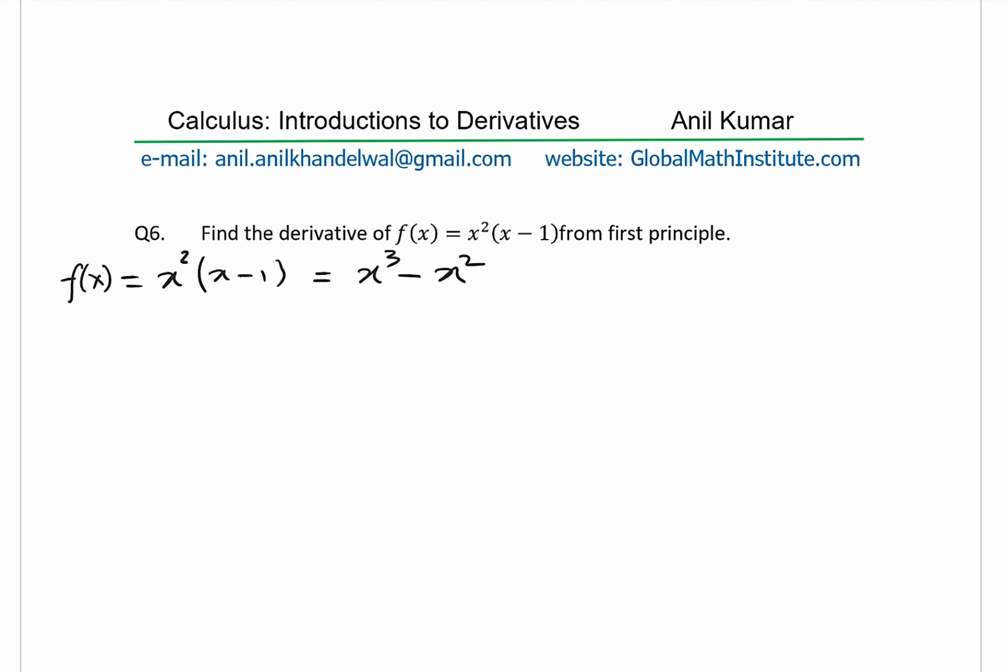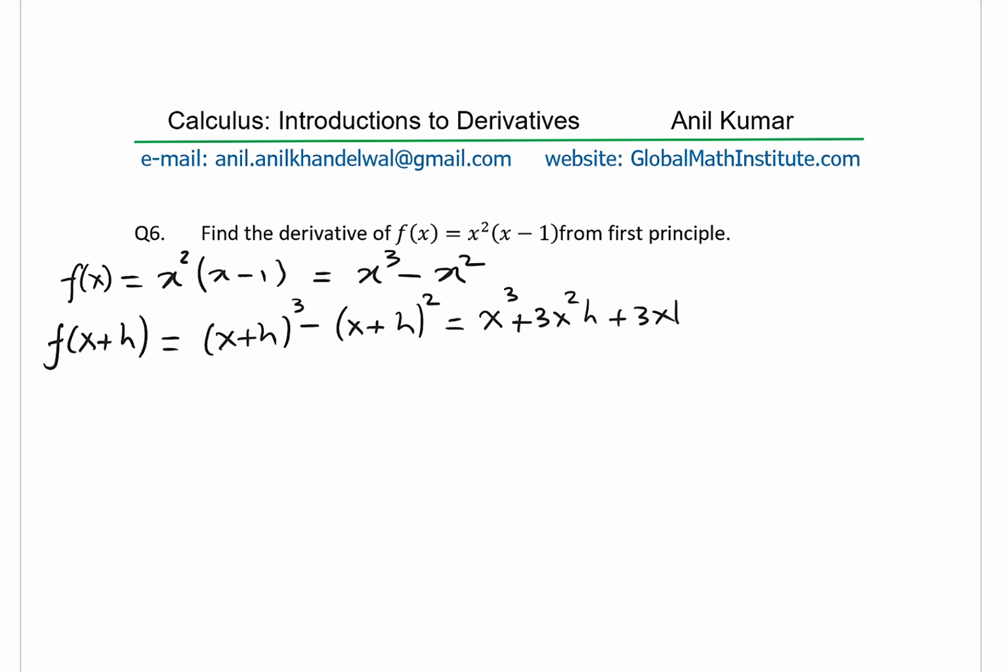And now we can use first principle easily to find the derivative. In this particular case, what is f of x plus h equal to? If I write x plus h, I get (x plus h) whole cube minus (x plus h) whole square. Let's expand these terms. What we get here is x cubed plus 3x squared h plus 3x h squared plus h cubed, and then we have minus (x squared plus 2xh plus h squared), right?